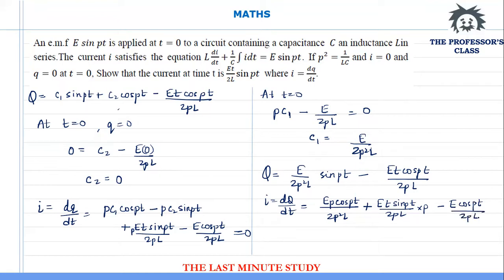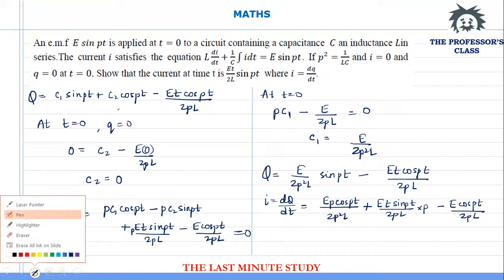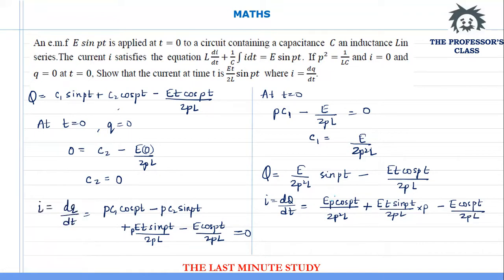by 2pL. Now, if you look carefully over here, this p will cancel with this p square, and these two terms will get cancelled altogether. So I'll be left with only this term, and the p in the numerator will get cancelled with the denominator. So the current finally that I'll be getting over here is equal to E t sin pt by 2L, and that is what I need to prove. So hence true.